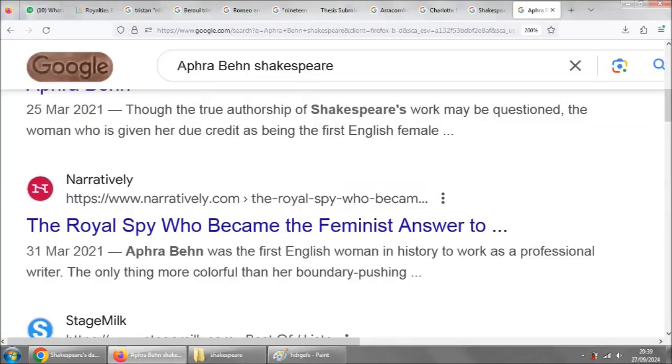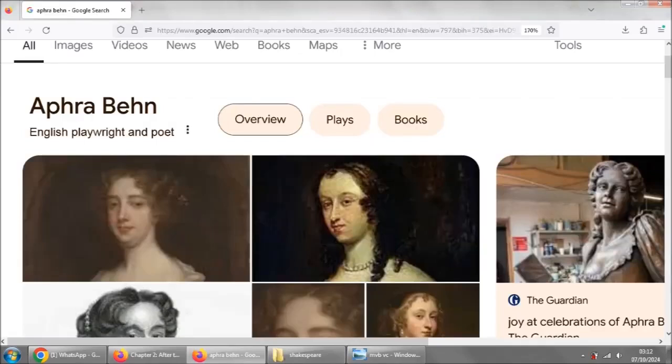Aphra Behn was the first English woman in history to work as a professional writer. The only thing more colourful than her life is... this is big history, man. It's big. She was the first what? English woman in history to work as a professional writer. Wow, she must be big time, man. You see? Yes, if you don't know her, then you don't know history.